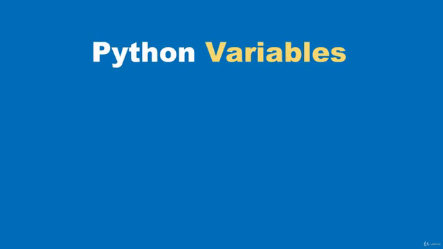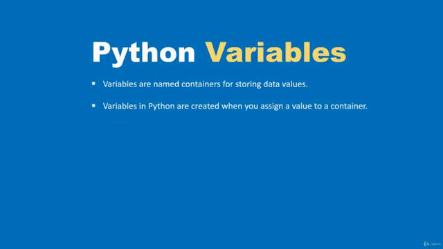What are variables? Variables are named containers for storing data values. Unlike other programming languages, Python does not have a specific command for declaring a variable. In Python, a variable is created the moment you assign a value to a named container.